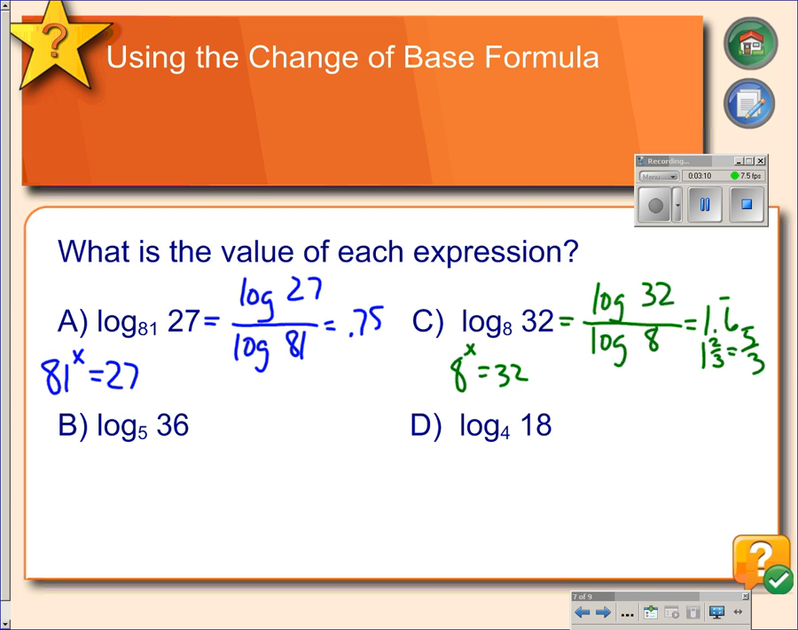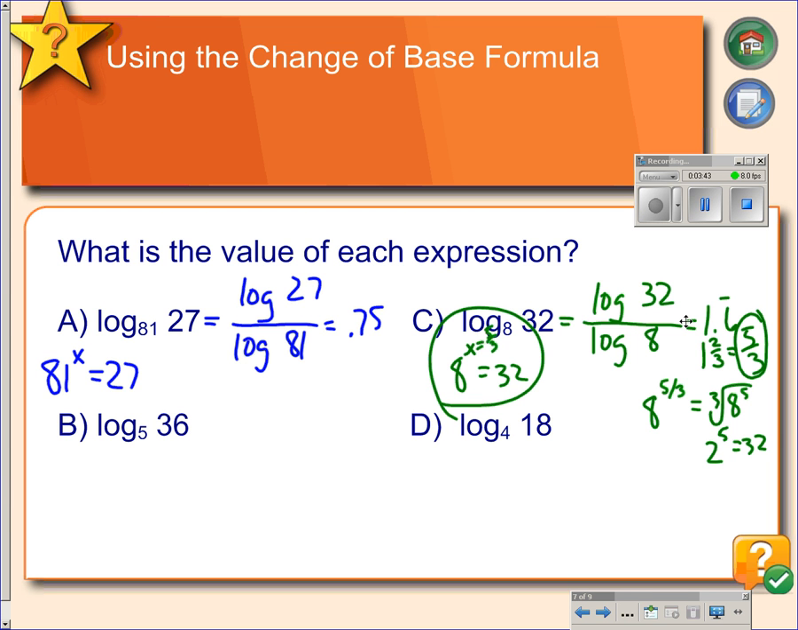5/3. So if x is 5/3, then 8 to the 5/3 equals 32. That should make sense to us because 8 to the 5/3 means the cube root of 8 to the 5th. And the cube root of 8 is 2. 2 to the 5th is 32. So we can get our answer 5/3 by kind of guessing and checking on this problem, or we can use the change of base formula and we get our answer using a calculator.